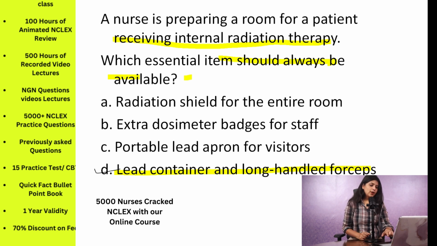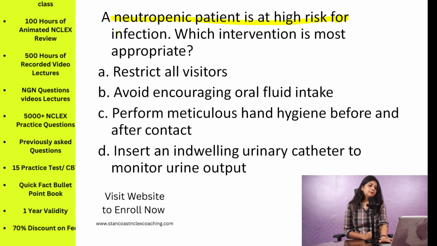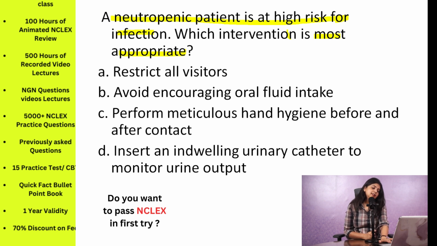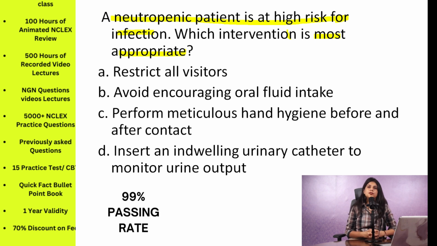Let's tackle another question. A neutropenic patient is at high risk for infection. Which intervention is most appropriate? A. Restrict all visitors. B. Avoid encouraging oral fluid intake. C. Perform meticulous hand hygiene before and after contact. D. Insert an indwelling urinary catheter to monitor urine output.